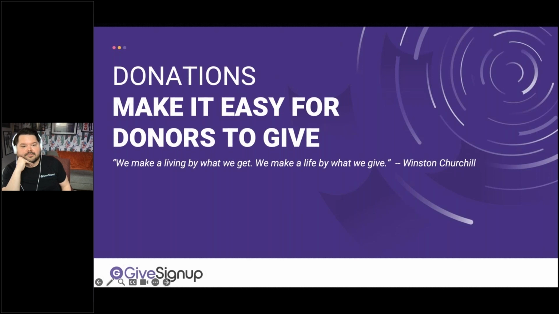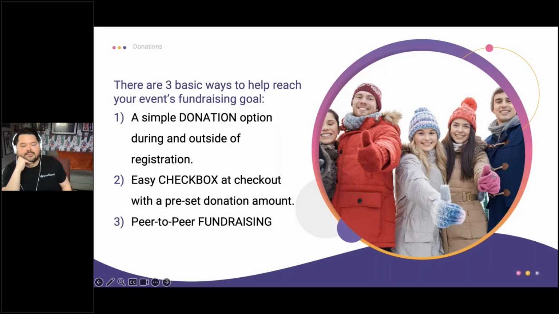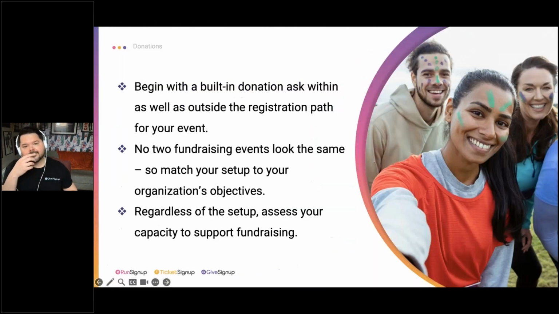So let's start with donations. Like I said, our tools make it easy for donors to give, and there are three basic ways. First, enabling a donation option that shows up during and outside of registration. Second, adding a checkbox at checkout with a preset donation amount. And third, enabling peer-to-peer fundraising. It all starts when you first create your race or event. When enabled, the donation feature adds a donation ask, again, that shows up within and outside of the registration path.